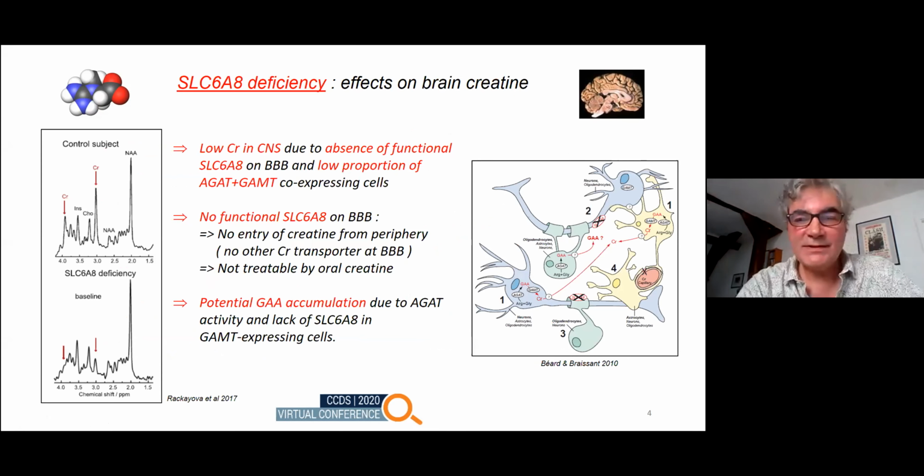The creatine transporter deficiency leads to creatine deficiency in the brain. In fact, you don't have any transport on the blood-brain barrier, so you cannot treat the patients by creatine. There is no other creatine transporter on the blood-brain barrier. And due to the dissociation of AGAT and GAMT within the brain, you may have in some patients GAA accumulation within their brain, which could contribute, for example, to the epilepsies that are observed.